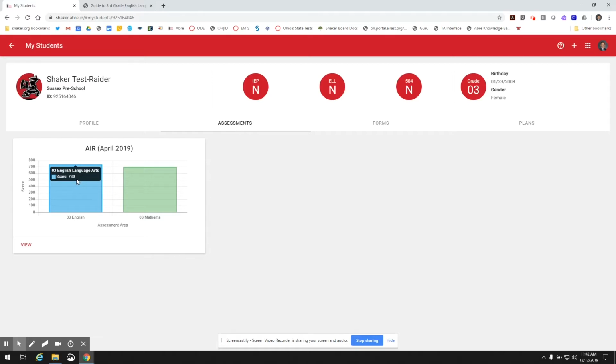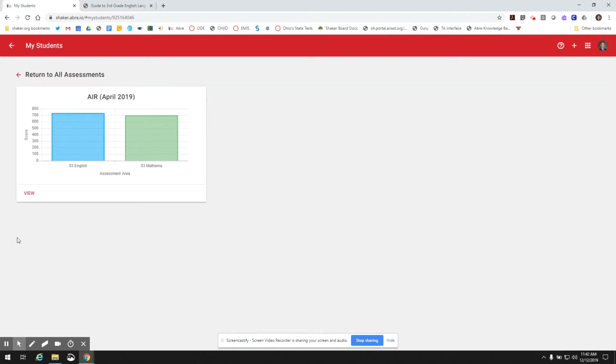So if I want to find out more information about my student's individual scores other than their scaled score here, I will click on the View tab. This takes me to the specific AIR assessments, and if I had more than one AIR assessment in the platform, they would show up as tiles here. I'll click on View to view the 2019 April scores. In your case, you'll be looking at fall of 2019, and you'll only see the one third grade.